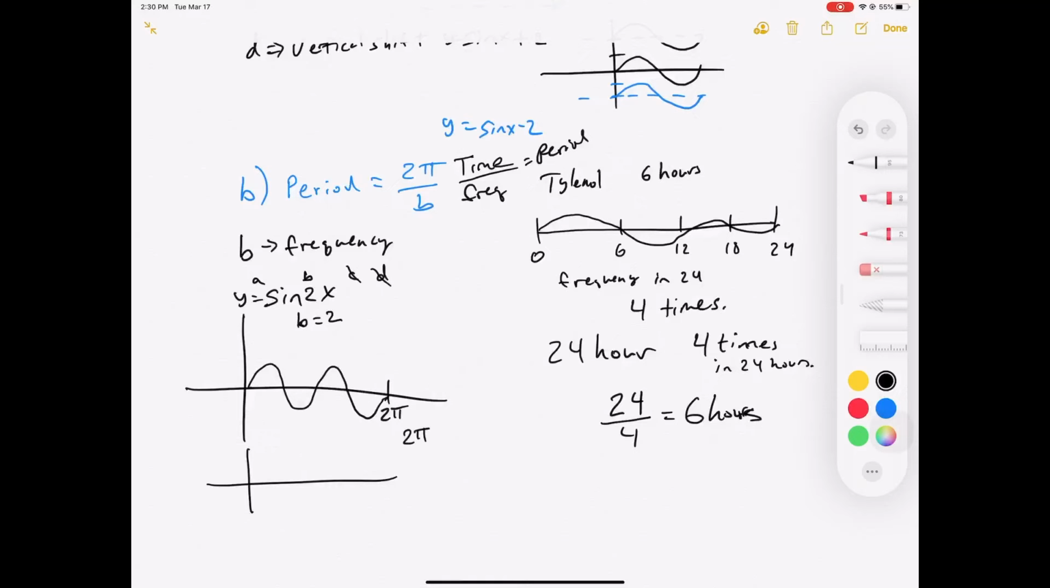2 pi over b, and our b value was 2. That means I need to stop by pi. So at pi I go half, half, and half. So now I know about half, half, and half about the length of my graph.